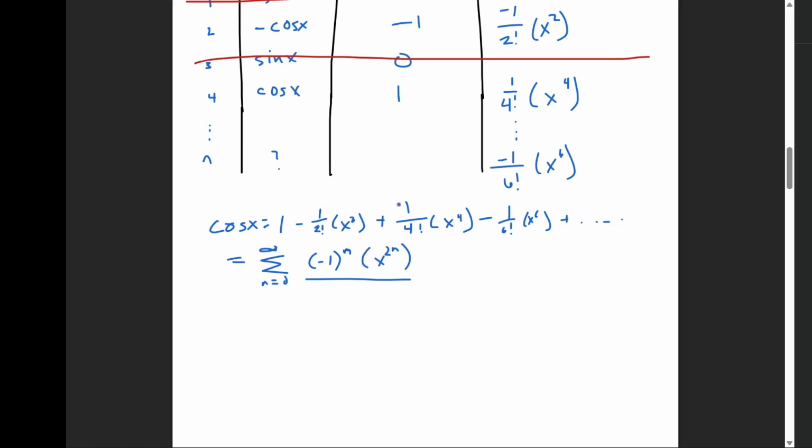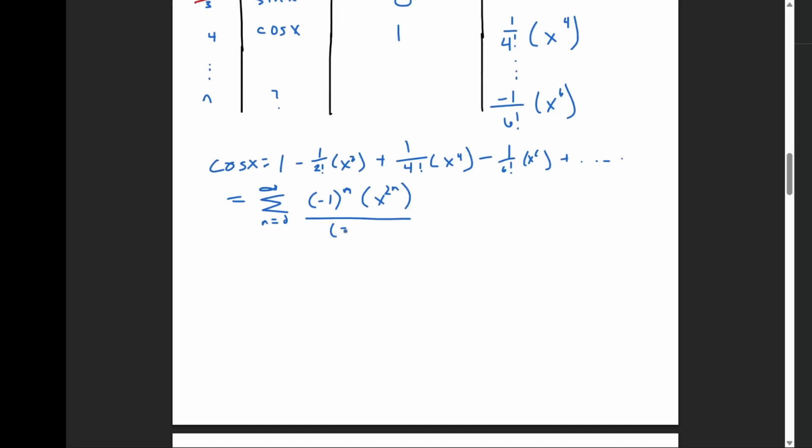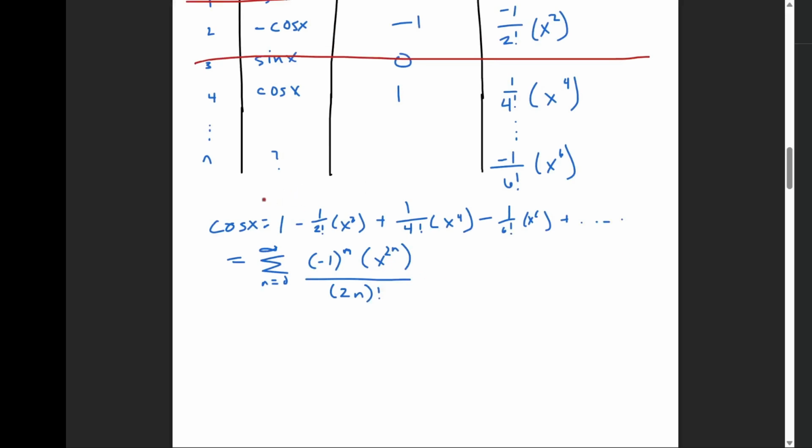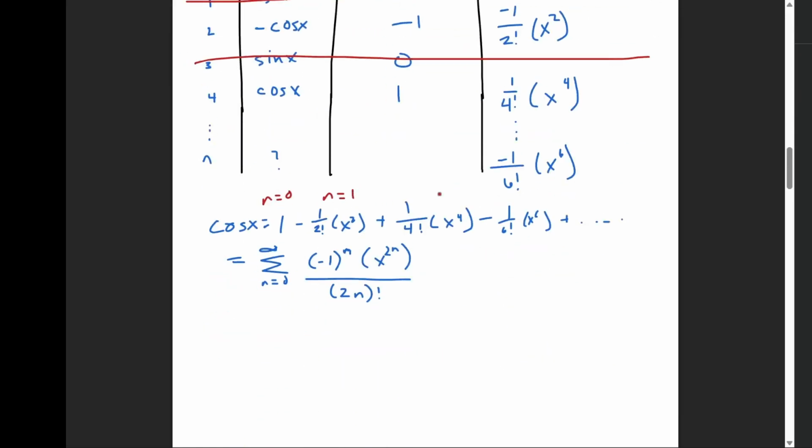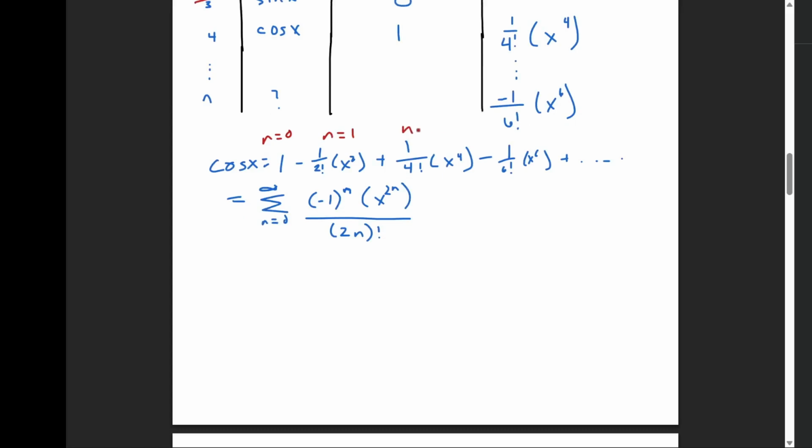So in this case, it's 2 factorial, 4 factorial, 6 factorial, right? So it's also increasing by powers of 2. So I have a feeling it's going to be 2n factorial, right? And then we can fact check this. So in this case, this term is when n equals 0. The next term is when, I guess in this case, n equals 1. Yeah, you get it.